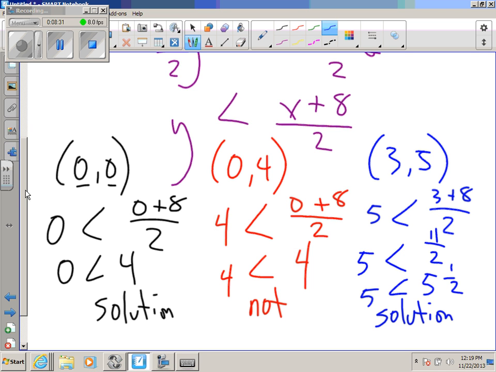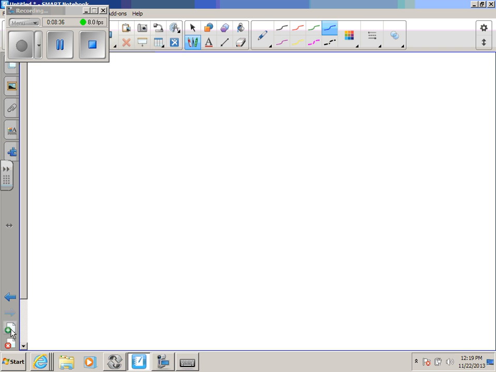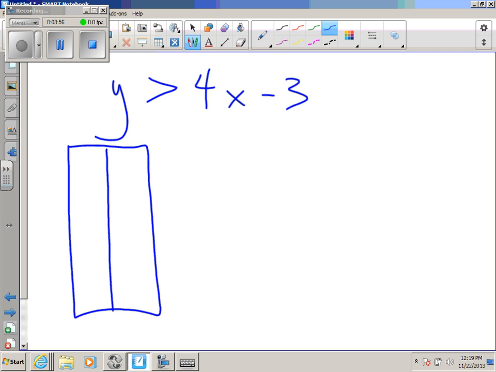Well, now we're going to graph. We're going to graph the inequality. How many points do you think are sufficient for us to get an accurate linear representation on your graph? How many points do you think? Let's do 3.